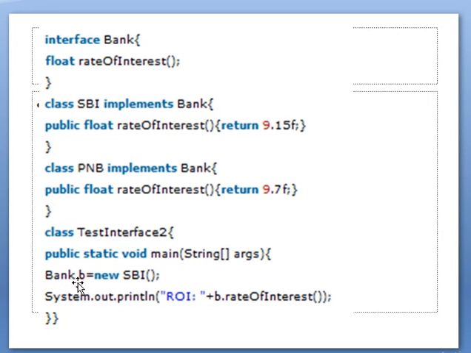So if I write b.rateOfInterest, what object do we have? We have an object of SBI. So it will go to the SBI class and call this rateOfInterest method. So it will return 9.15. Suppose here we create new PNB, then it's an object of PNB. So if I write b.rateOfInterest, then it will go to the PNB class and call that method. This is another example of upcasting. I hope you understood.